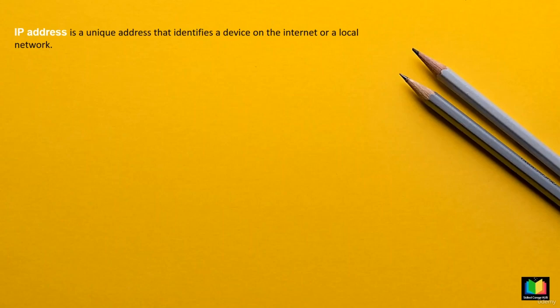So what is an IP address? When somebody asks you what an IP address is, the correct answer would be: an IP address is a unique address that identifies a device on the internet or local network. When a local network is mentioned, it means inside company premises.